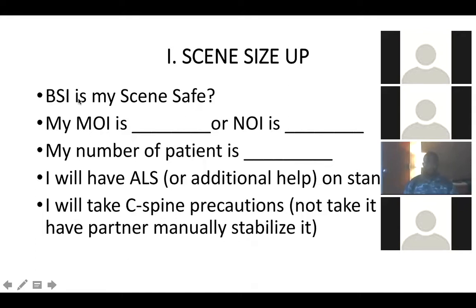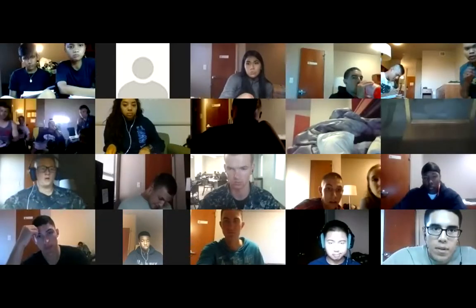Like I said, you have this on your email, but I just wanted to do a quick share on this one, okay? So again, BSI scene safe, my MOI is, NOI is, number of patients is, I will have ALS or additional help on standby. For those of you that don't know what ALS is, that basically stands for advanced life support. And then the C-spine precautions, right? So that is basically just a general overview of your scene size up. Okay, I'm going to stop the screen share and then I'm going to go back to you guys.